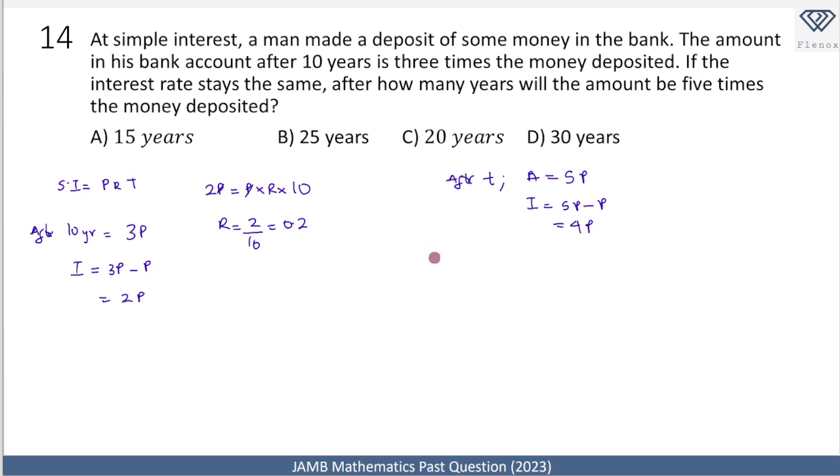So again, we apply the formula for our simple interest. So our simple interest will be 4P now, equals our principal P, our rate we've calculated from before, which is 0.2, and we're told to find at what time this would be a reality. So P cancels P, so T will just be equals to what? 4 divided by 0.2, and 4 divided by 0.2 is just what? 20. So it's going to take 20 years before the amount that it has is going to be 5 times the amount deposited, and that makes option C the correct option.